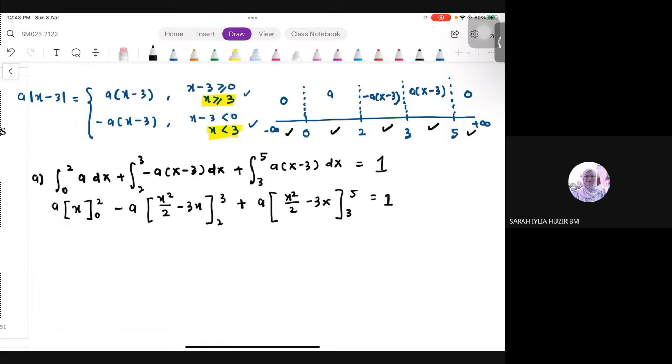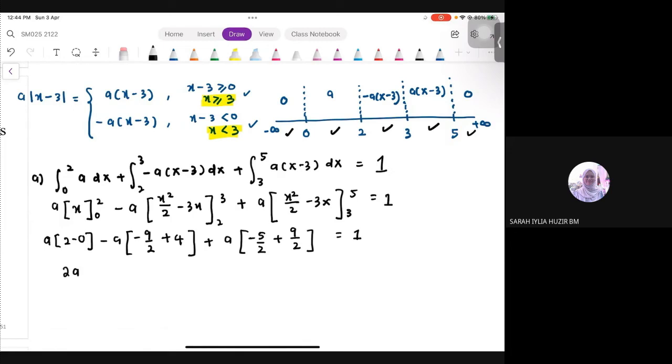Next, simplify one by one. So, we will get 2a. Okay. Minus with, if I substitute 3, we get negative 9 over 2. Substitute 2, we get negative 4 because it's minus. So, plus 4. Okay. Substitute 5, we get negative of 5 over 2. Substitute 3, we get negative 9 over 2. So, plus 9 over 2. Equal to 1.